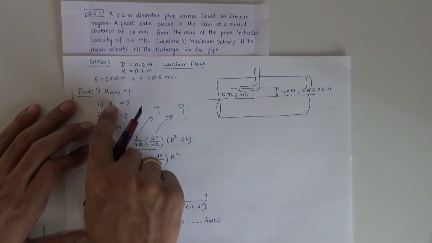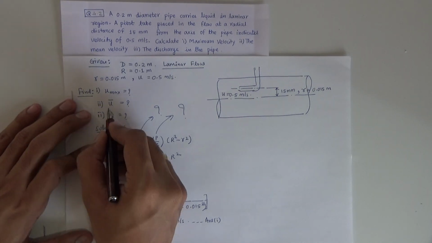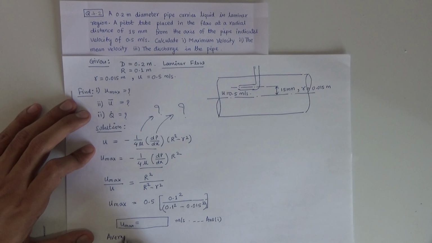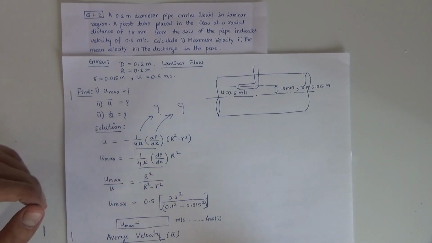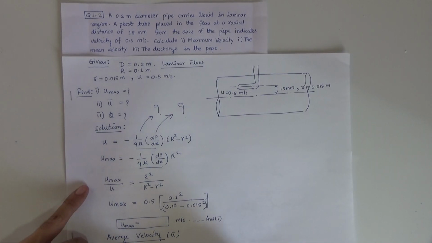Now second part, they have asked us to find out the average velocity. Finding out the average velocity is a very easy task, because we know the ratio between average velocity and maximum velocity. That ratio is nothing but u max upon u bar. U max upon u bar is how much? 2. U max upon u bar is 2. So you can find out u bar as u max by 2. So from this you will get u bar in meter per second. Answer number 2.